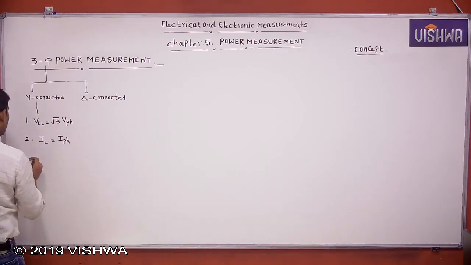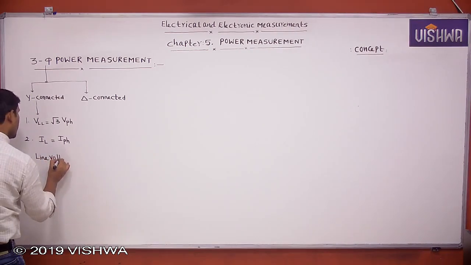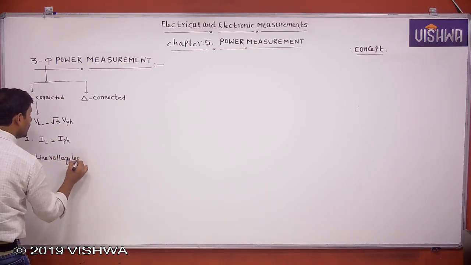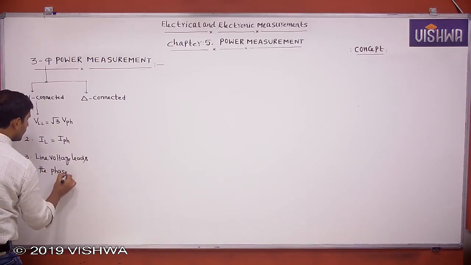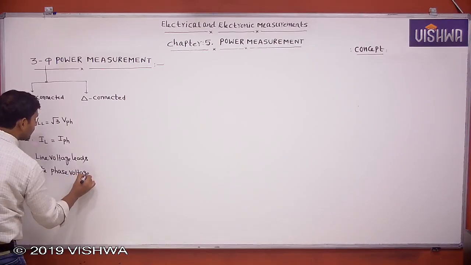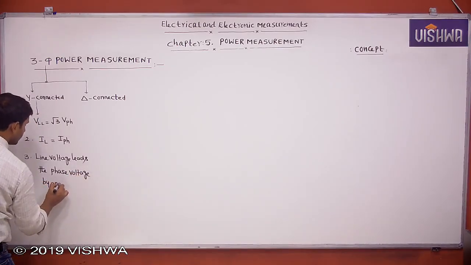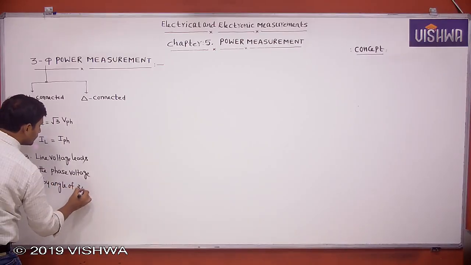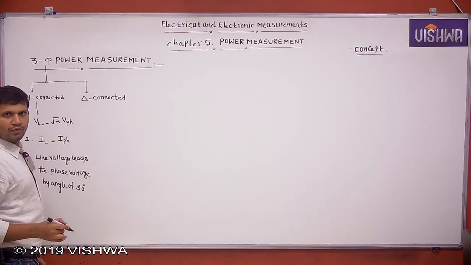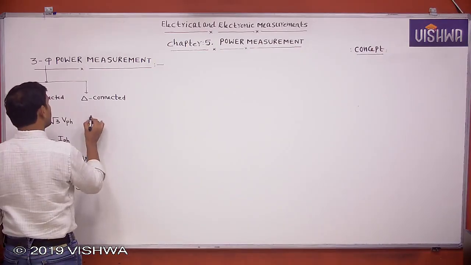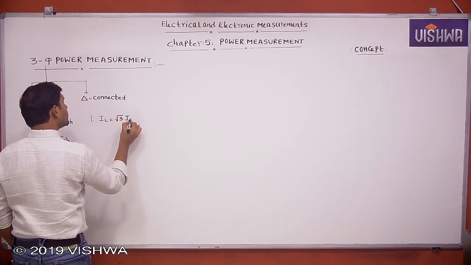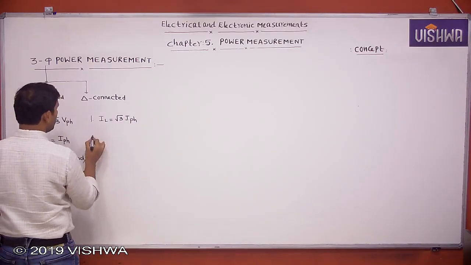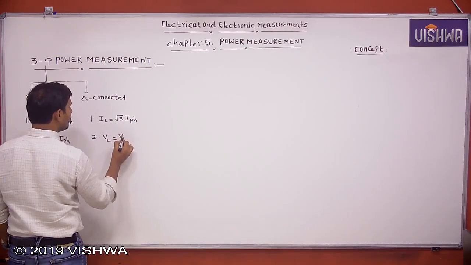One more point also you remember, line voltage leads the phase voltage by an angle of 30 degrees. This you know. Now in a delta connected system, the line current is equal to √3 times the phase current, and the line voltage equals the phase voltage.